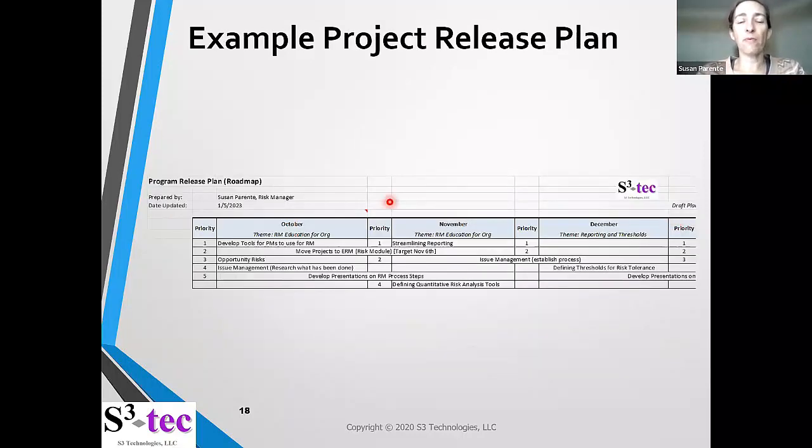This is an example project release plan. And so what I did is I showed themes. So for example, the first theme was risk management education for the organization. The second theme was a continuation of risk management education for the organization. You don't see the distinction here, but there was some other information that was part of this. There were basically phases of that education. And then the third theme here is reporting and thresholds.